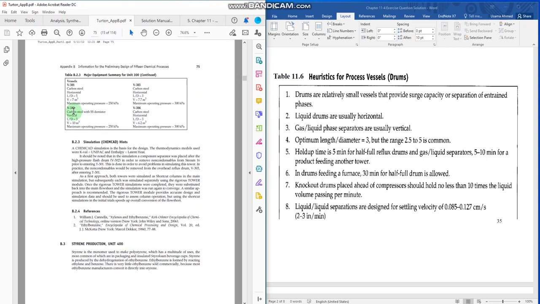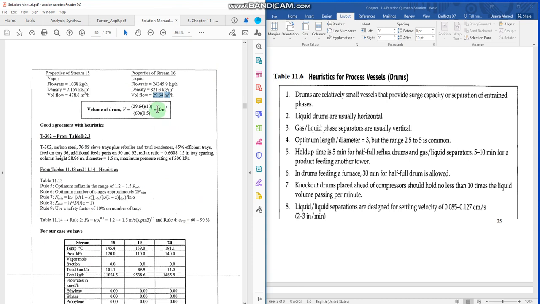now here you can see this one, V302 vessel. The volume of this vessel comes out to be 10 meter cube, and in our calculation we also get exactly the same volume of the drum. So good agreement with the heuristic. So we can see how we can actually use this simple heuristic to calculate the volume of the drum.